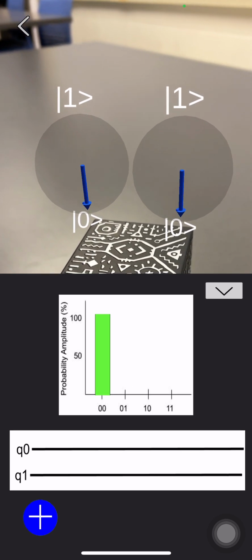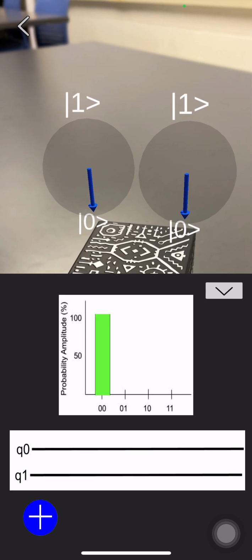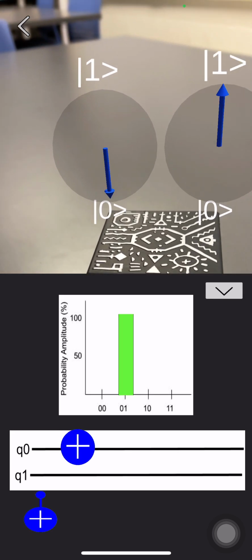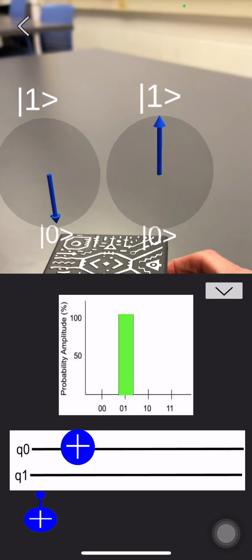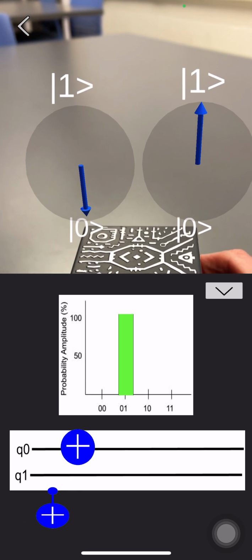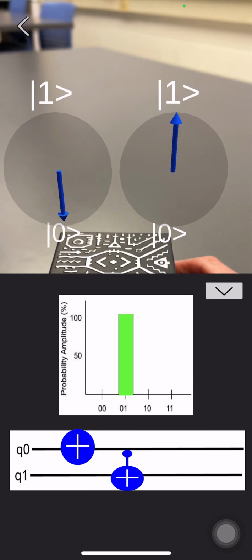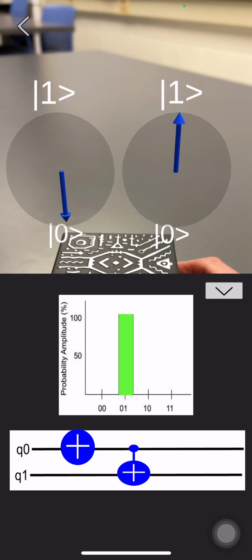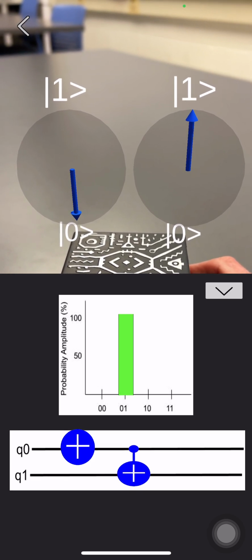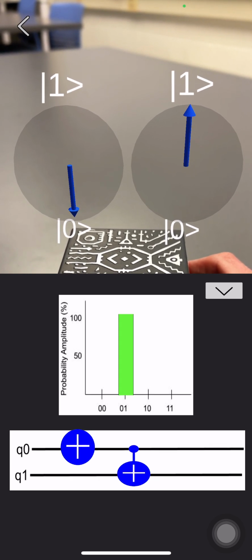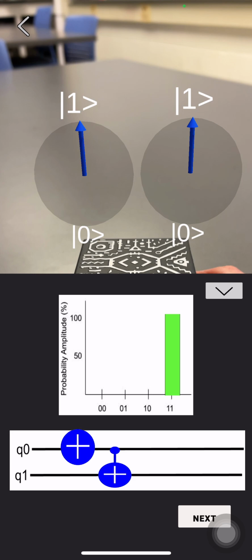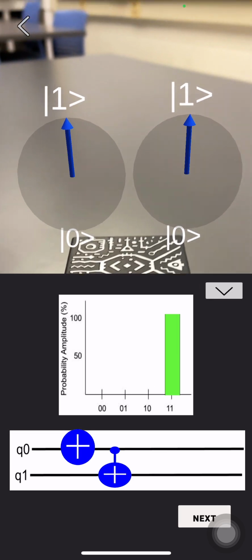And now let's look at a different circuit. Here, both states are 0, and if we add a NOT gate to Q0, we see that our Bloch sphere for Q0 is now 1, and we can see that also in the probability graph. Then if we add a second gate, a control gate, that means the control bit, which would be Q0 in this case, must be a 1 in order to change the state of Q1. So we plop that into place. And now we see they're both in a state of 1, 1, and we can see that on the probability graph.